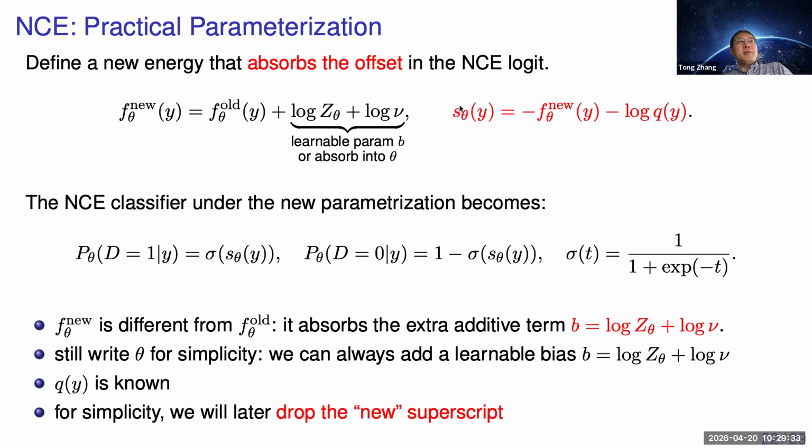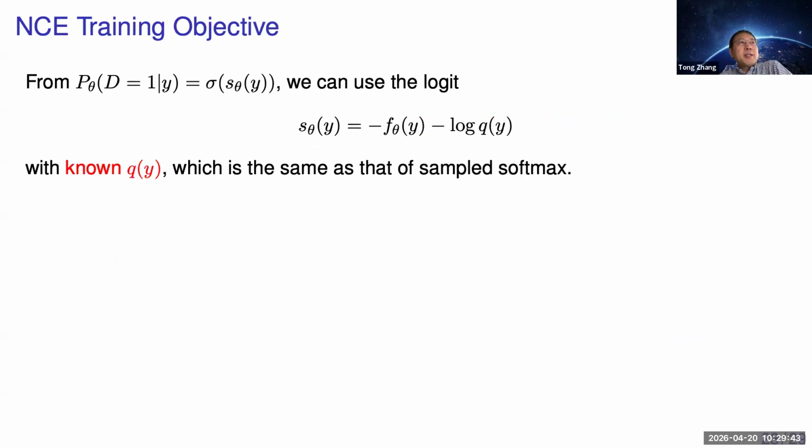So we just drop the rho, and we are still looking at the logits, which will be minus f minus log q. That's what we want to say. Here is my logits. By ignoring this normalization, because we have a known q, this is the same as sampled softmax. Essentially, you have your energy function, and if you take the exponential, it's a ratio of f divided by q, with q treated as the proposal.